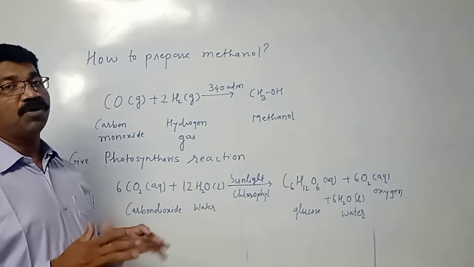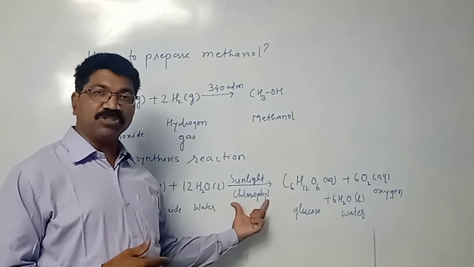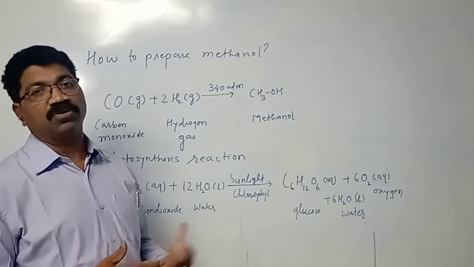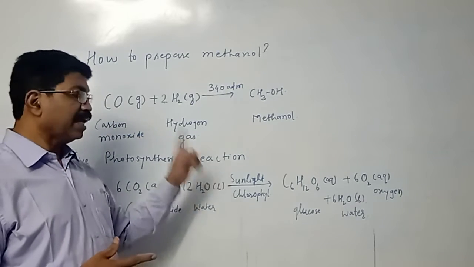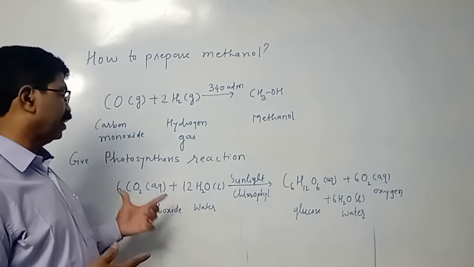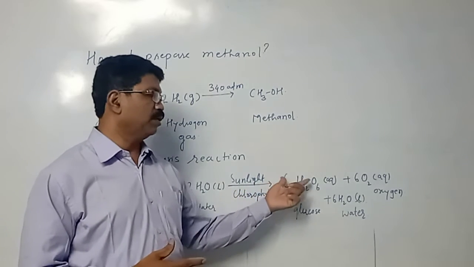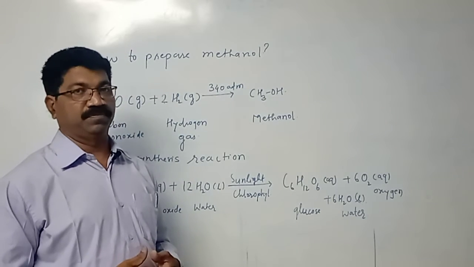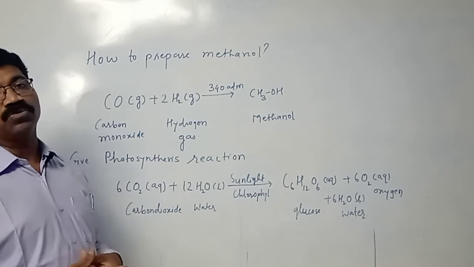but they will not react in normal condition. They will react in the presence of chlorophyll and sunlight. So for this reaction to occur, these two conditions are essential: sunlight as well as chlorophyll. Both are to be present so that these two will react, and what will they produce? C6H12O6, that is glucose. So the energy from sunlight will be captured in the glucose.